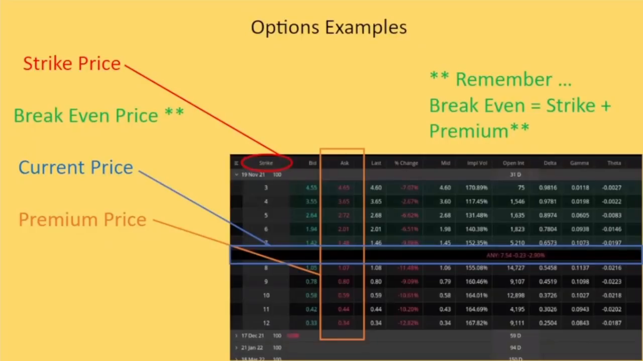What is the strike price? Anybody got an answer? Don't be shy. You can DM it in too if you want.